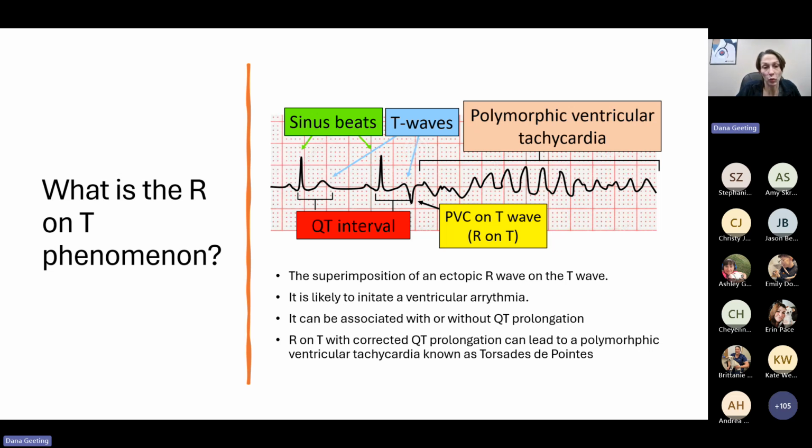And your R on T with corrective QT prolongation can lead to polymorphic ventricular tachycardia, which you see kind of up here.